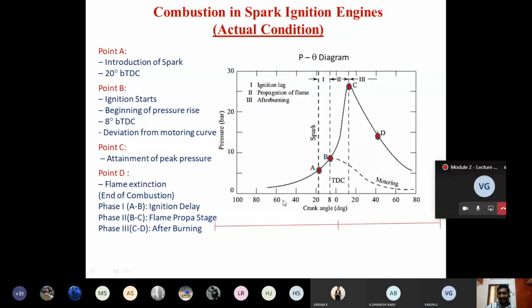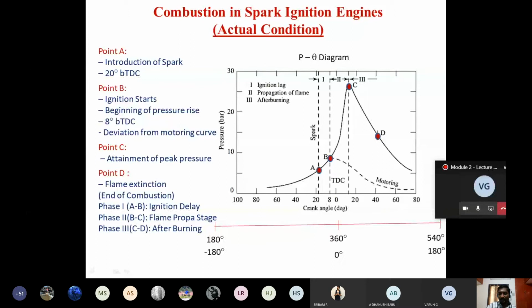See the angle which I have represented earlier in the theoretical P theta diagram, we have represented like this: 180, 360, 540. Correct. Whereas here, see how they have represented. This is 0. The values are increasing beyond 0. This is TDC, right? So TDC is the reference where the crank angle is represented as 0. This is after TDC. This is before TDC. Okay. So this is 8 degrees before TDC, 20 degrees before TDC, 40 degrees before TDC.